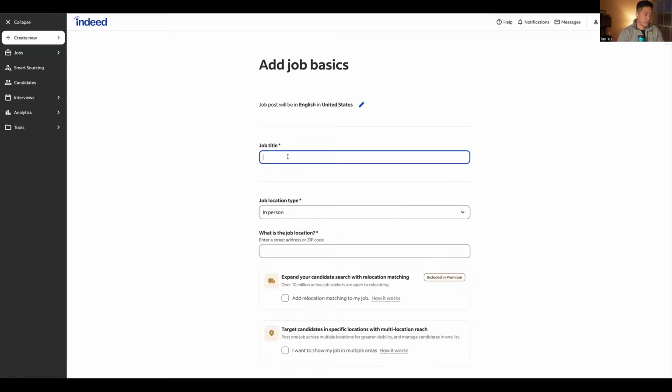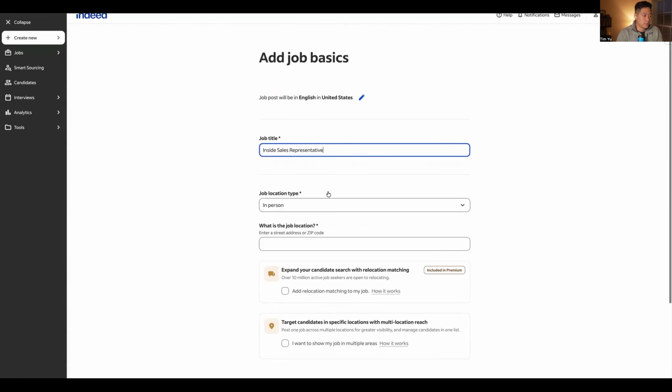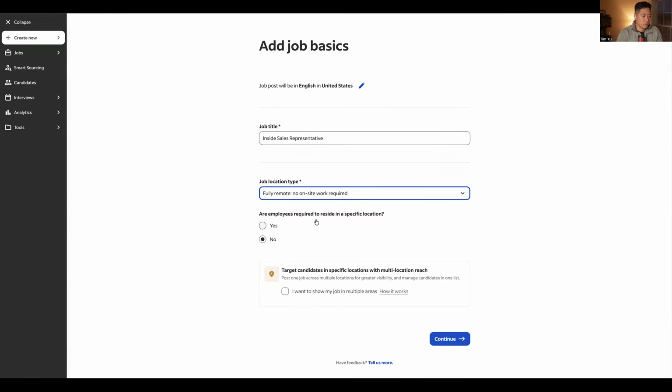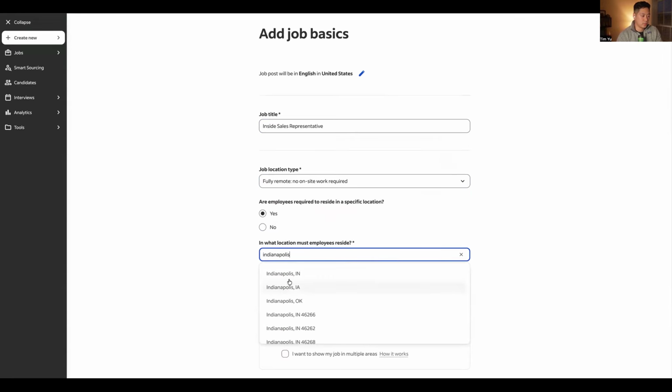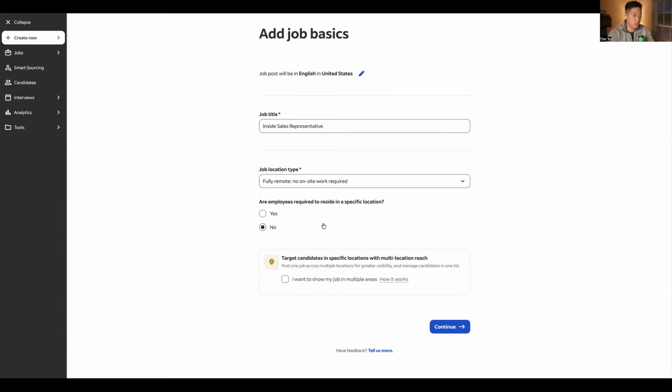Okay. And you're going to see inside sales or appointment. Actually, let's do inside sales. There you go. Boom. Inside sales. This is remote, fully remote. Are employees required to reside in a specific location? So you can actually put it in here if you want to be specific. Let's see if you can put different places. No, you cannot. Wait, let's see. No, you can only put something, but you can do no, and you can actually look.